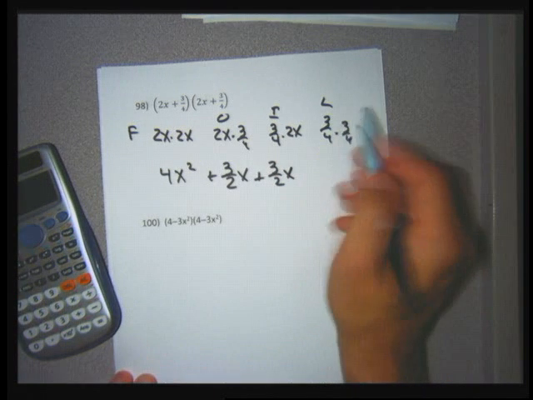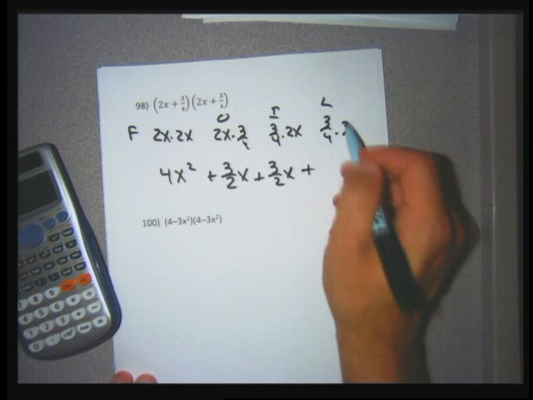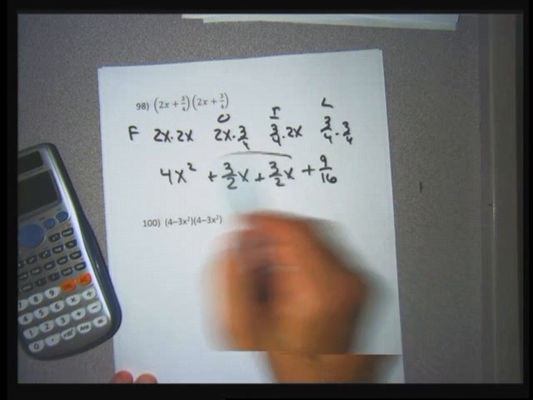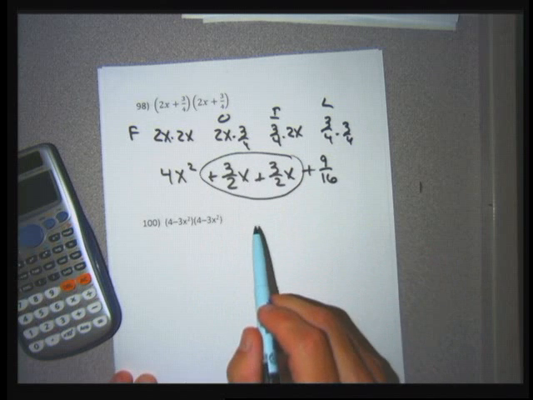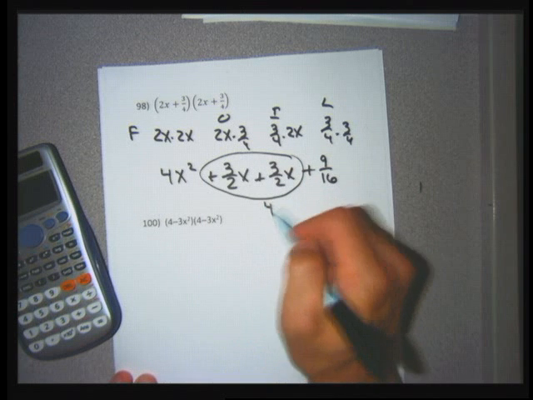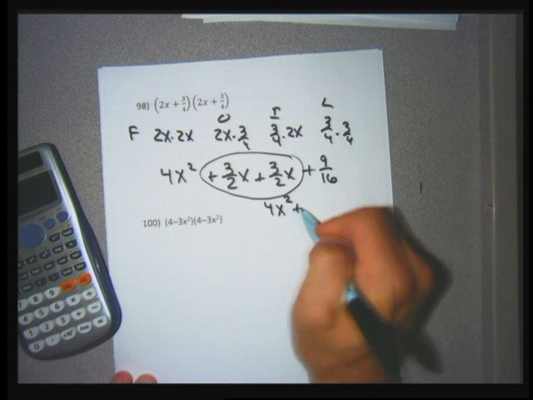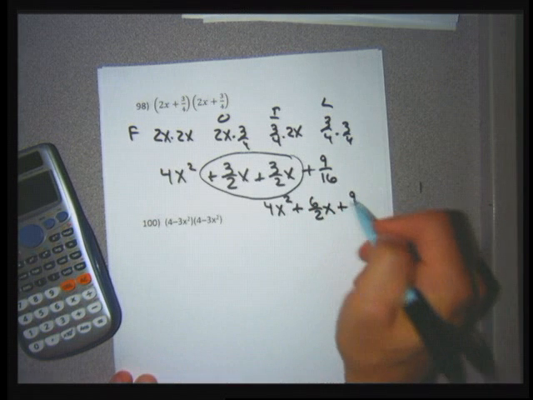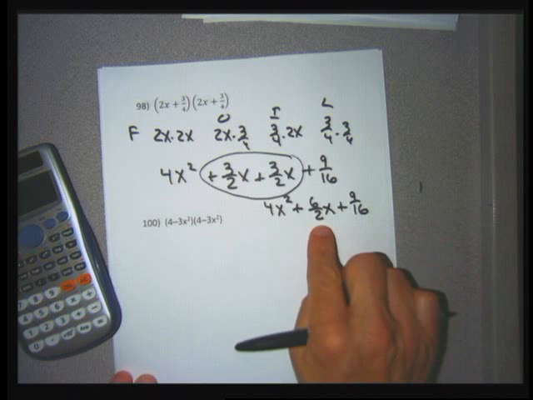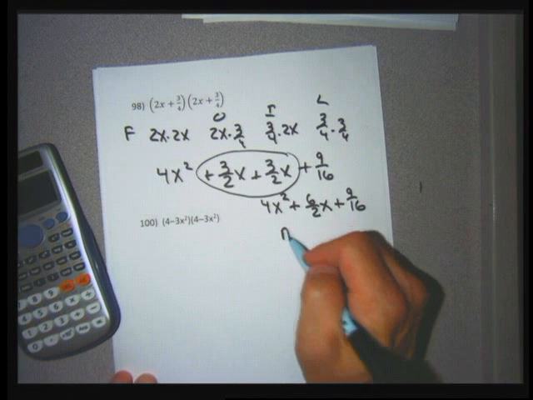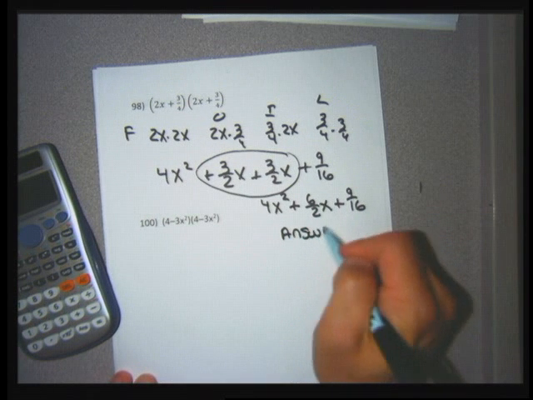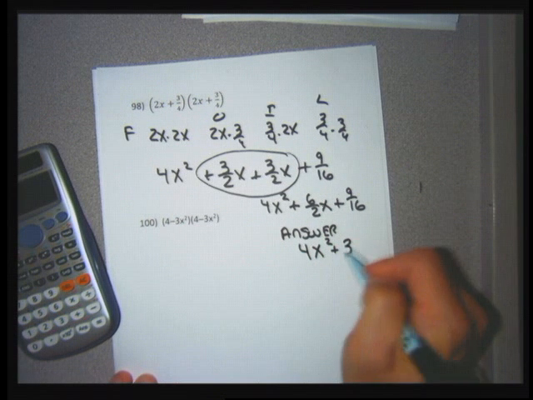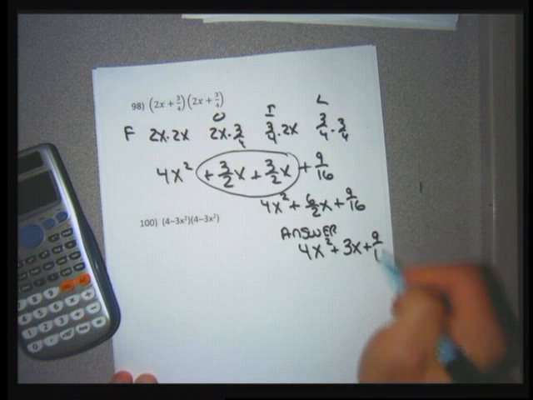And then for the last, 3/4 times 3/4, I multiply the 3's and get a 9. I multiply the 4's and get a 16. Now I'm going to add 3/2 and 3/2 and get 6/2. So this is going to be 4x squared plus 6/2 x plus 9 over 16. And this 6/2 reduces to 3. So for an answer, I should write 4x squared plus 3x plus 9 over 16.